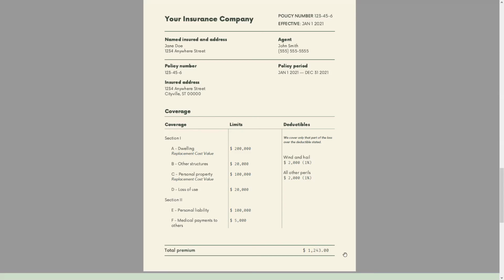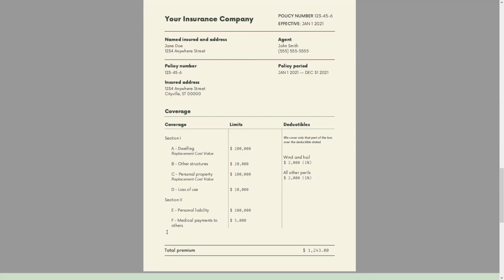On the bottom, you'll find the total premium. A lot goes into determining this final number, including location, so proximity to emergency services or proximity to the coastline, construction, roof type, and policy form. So again, H03 versus H05. You're going to pay more for an H05 than you would if you had an H03.